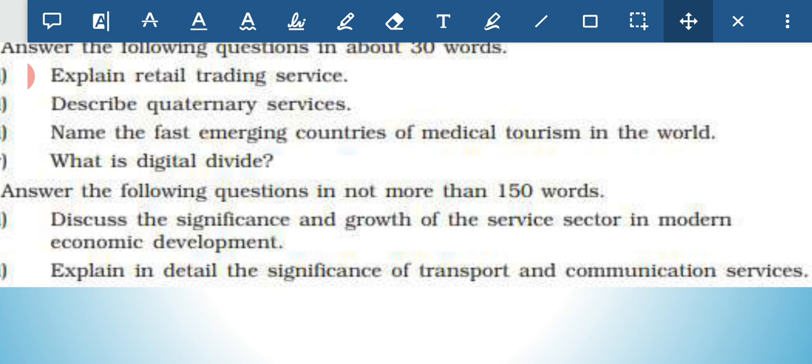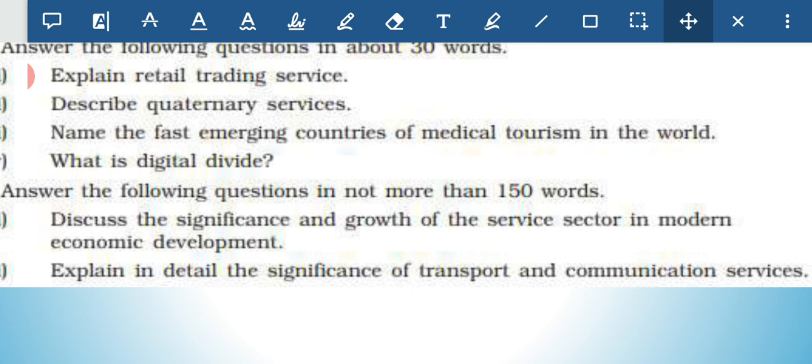Now, modern society needs the fastest transport system. Why? Because it helps in production, to get the raw materials, and it helps in the distribution and consumption of the goods. So the value of the material can be enhanced with the help of transportation. Now, this is related to transportation.